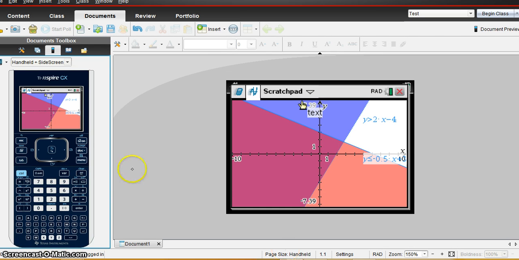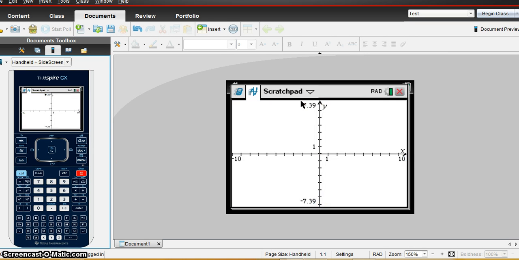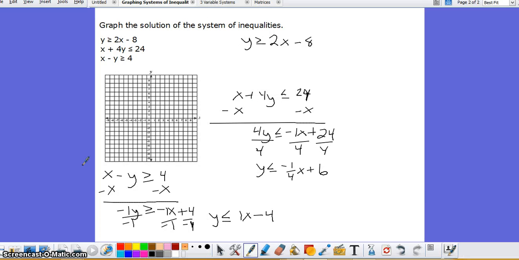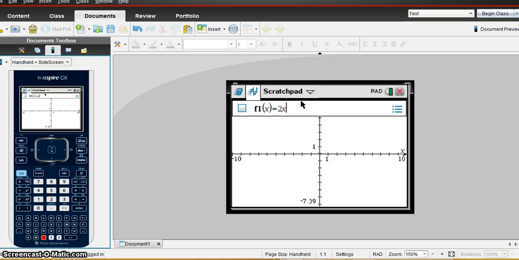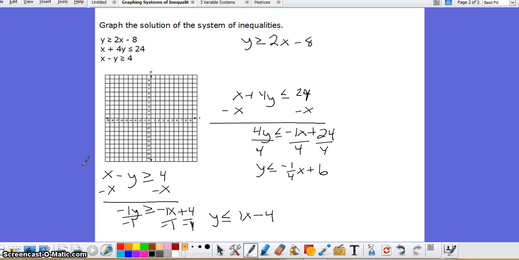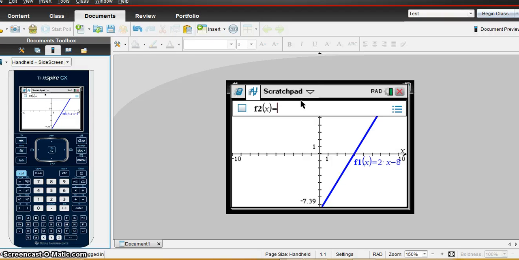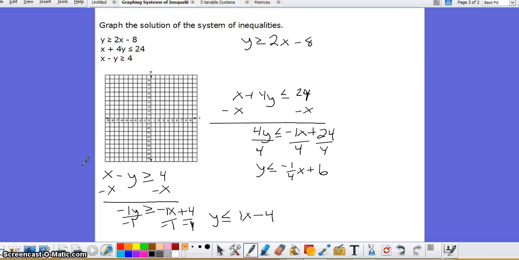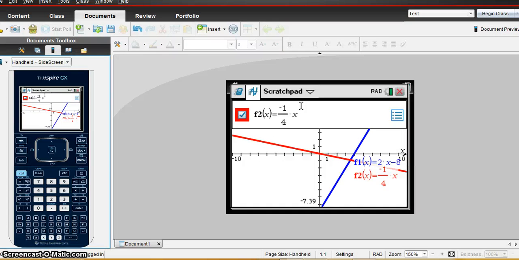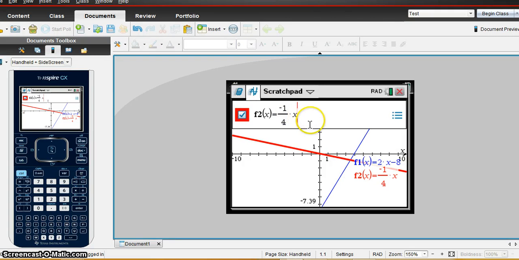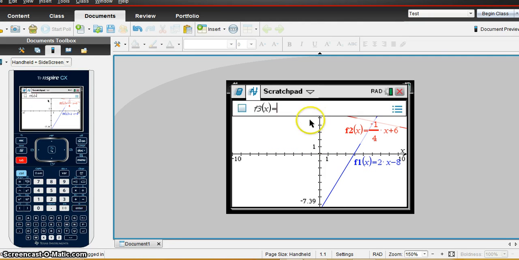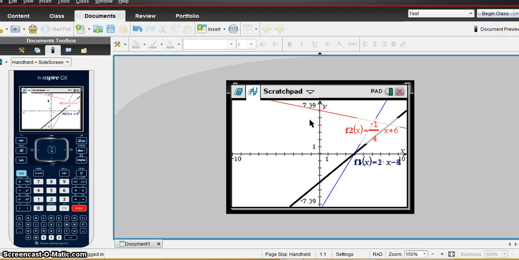So I'm going to go back to my calculator. I'm going to clear what I have in there, delete these, and replace them. So we have 2x minus 8, negative 1/4 x plus 6, and 1x minus 4. So there are our lines.